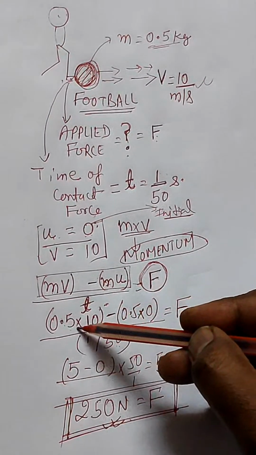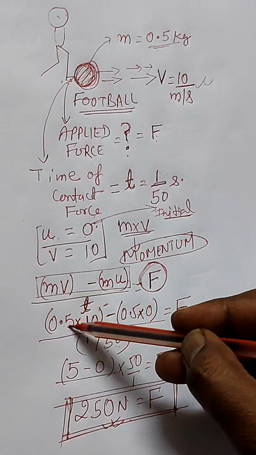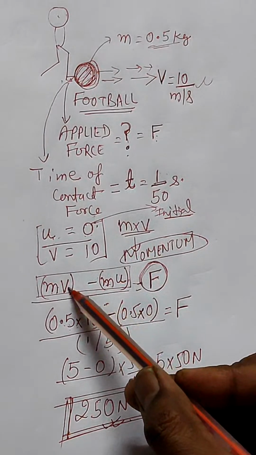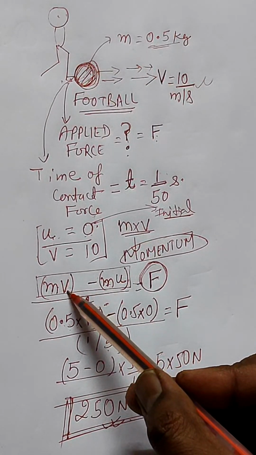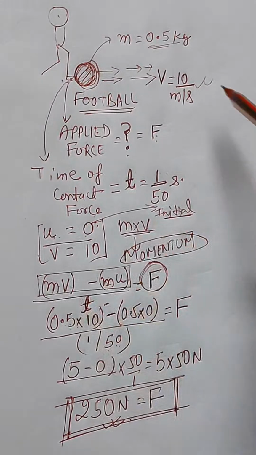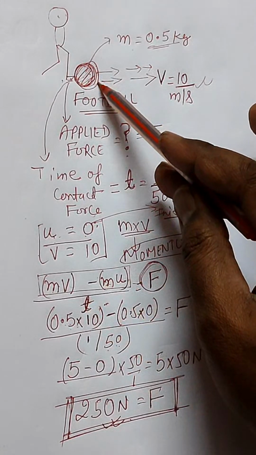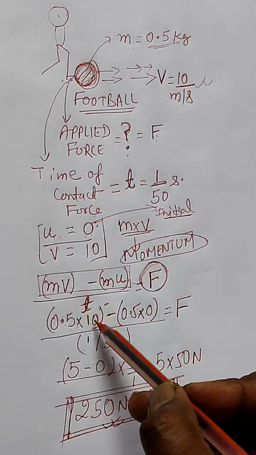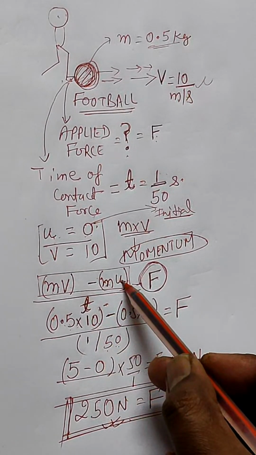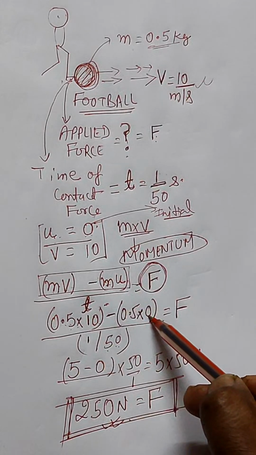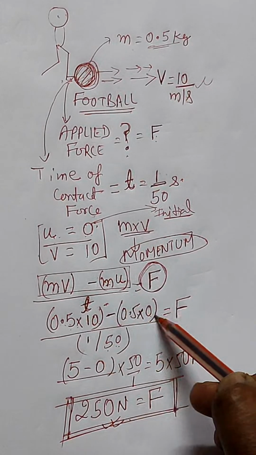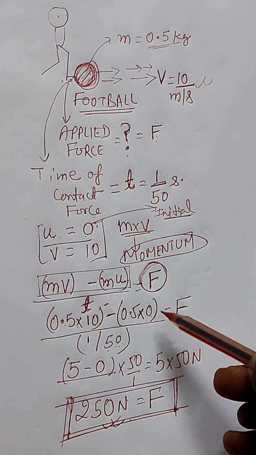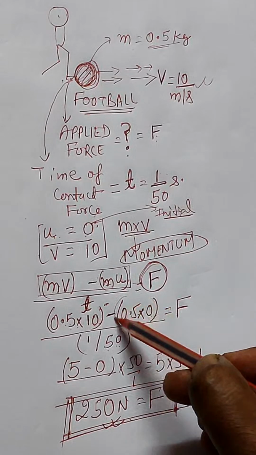Now just put in the values. m is 0.5, that is the mass of this football, and v is the velocity imparted to this football, that is 10 meter per second. Put 10 in place of v. Since u is 0 because the ball was at rest initially, the initial velocity of this ball was 0, the second term will be 0.